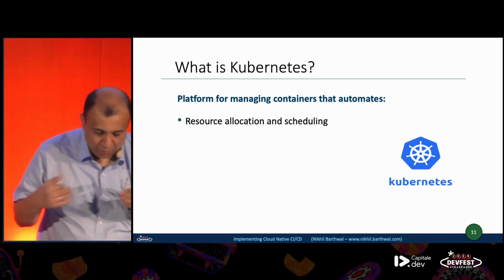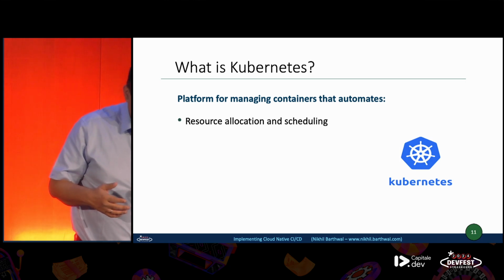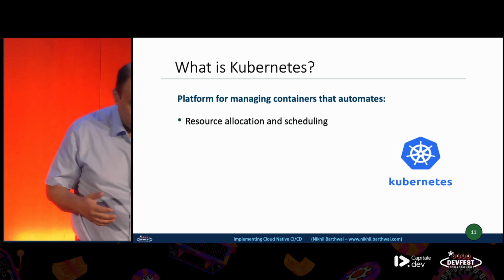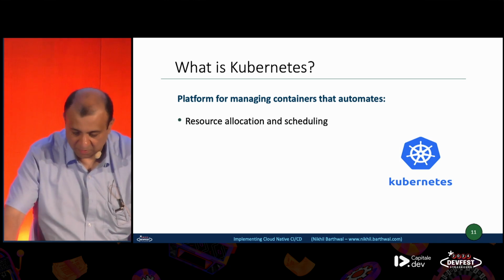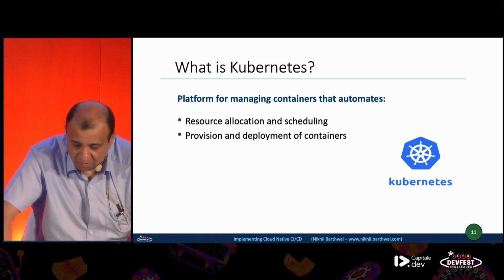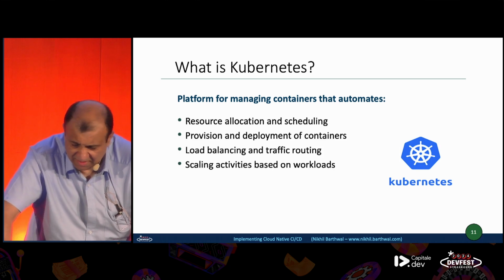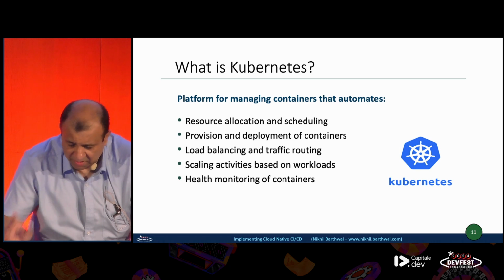Kubernetes is a declarative system where I tell it the desired state of my system, and the Kubernetes controller works to make sure that state is always maintained. If I deviate, it brings the system back in control. It handles provisioning and automated deployment, load balancing, traffic routing, scaling, etc., and monitoring.